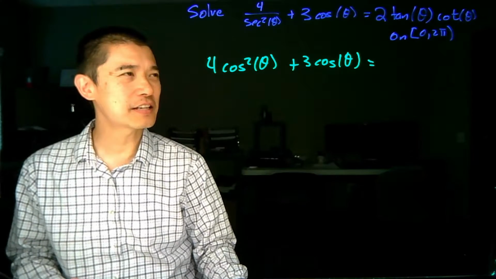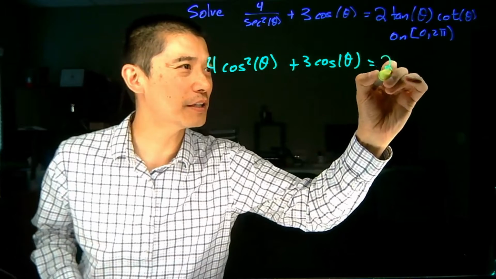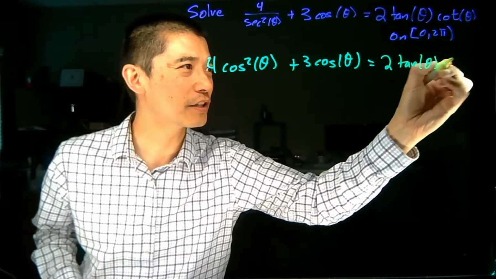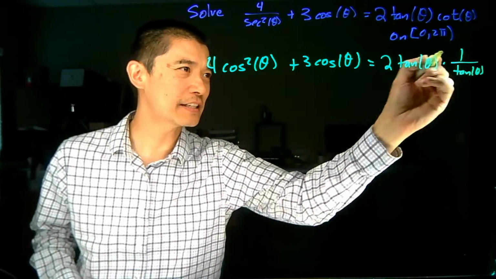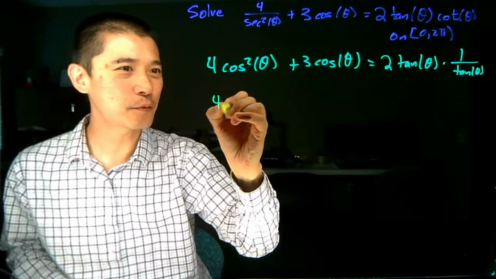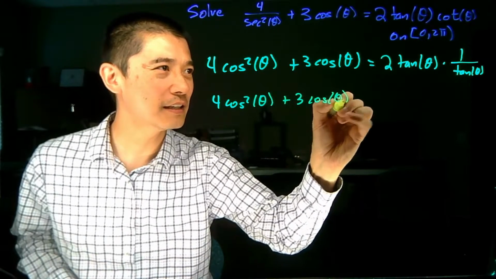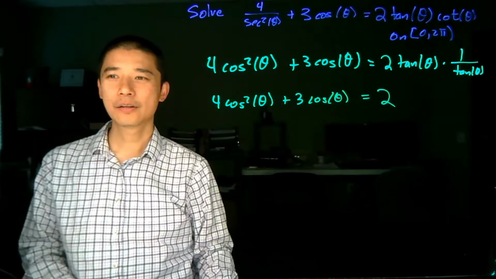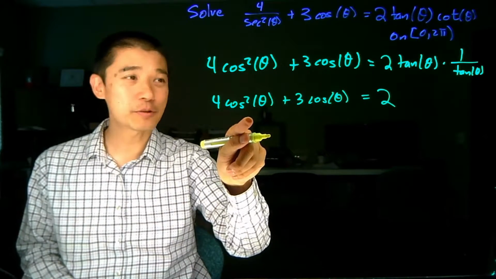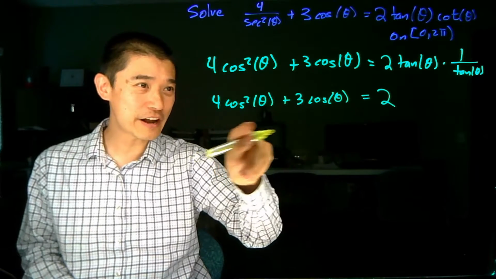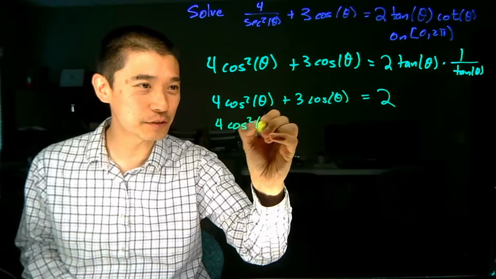2 tangent theta times cotangent theta. Well, once again, we can draw on the reciprocal identities because cotangent theta is just 1 over tangent theta. And so that substitution allows us to cancel out the tangent thetas. And so we have 4 cosine squared theta plus 3 cosine theta is equal to 2. Now at this point, we see that we have a squared term, cosine squared, so we're going to use the quadratic formula or factor, and so we need to subtract 2 from both sides to get this equal to 0.